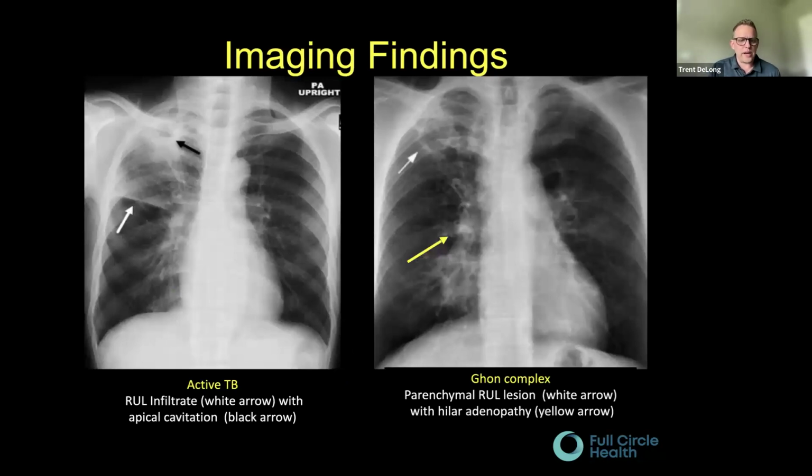Active TB, right upper lobe infiltrate. Here on the white arrow, you can see that. And then with the black arrow, you can see an apical cavitation, which has formed in this image on the left. On the right image, we see Ghon complexes on imaging. And I'm sorry, my little control for Zoom just blocked my image. Okay. So parenchymal right upper lobe lesion with the right arrow, and then hilar adenopathy with the yellow arrow as well.